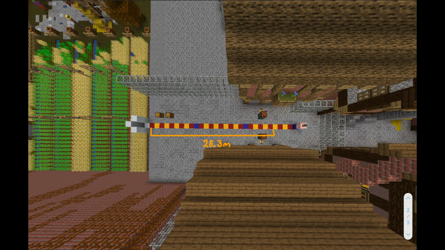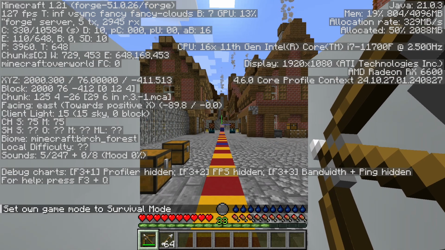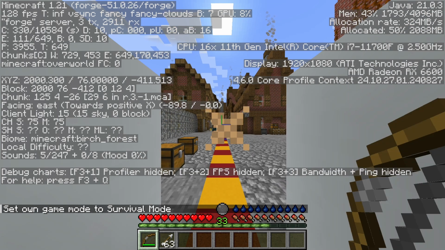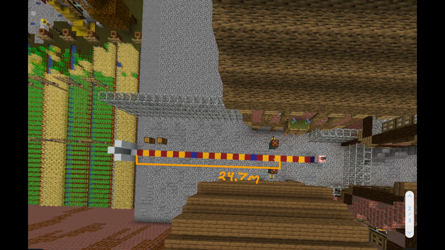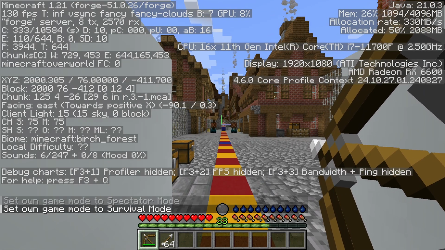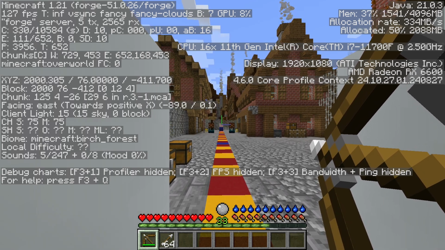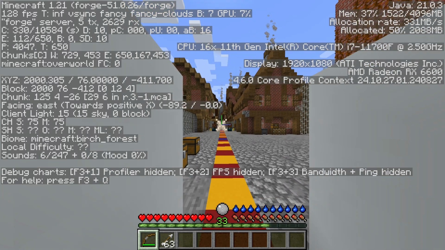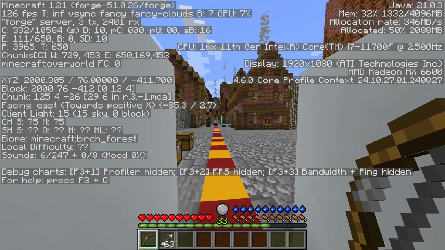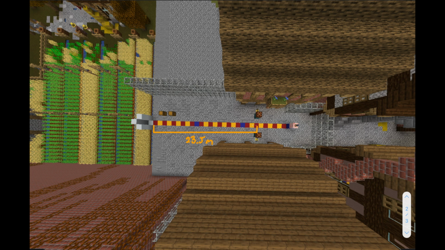On this first attempt with a bow and arrow, it took the arrow 0.64 seconds to travel 25.3 blocks, or 25.3 meters. On my second attempt, it took the arrow 0.71 seconds to travel 24.7 meters. On my final attempt, it took the arrow 0.58 seconds to travel 23.5 meters.